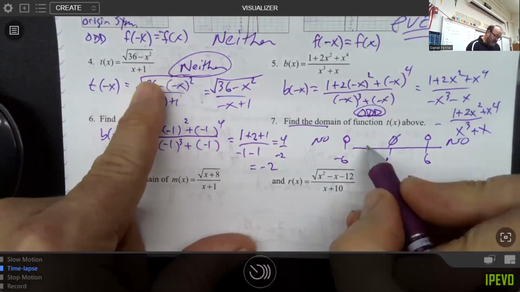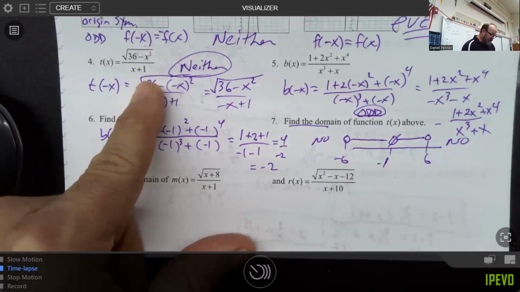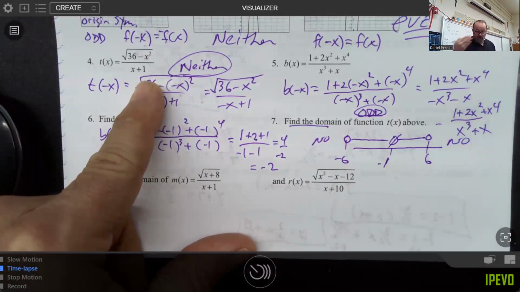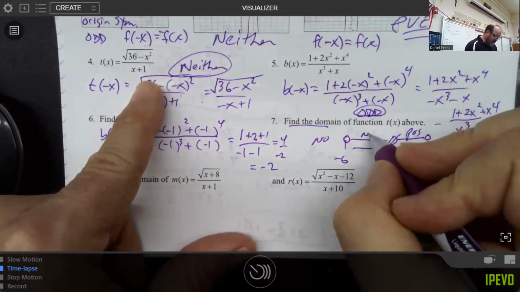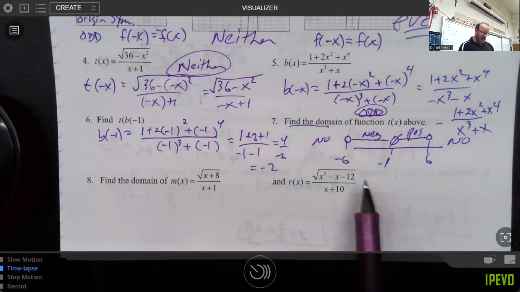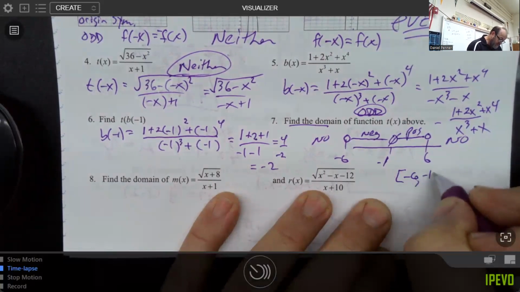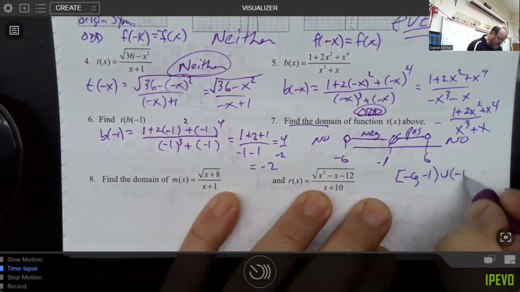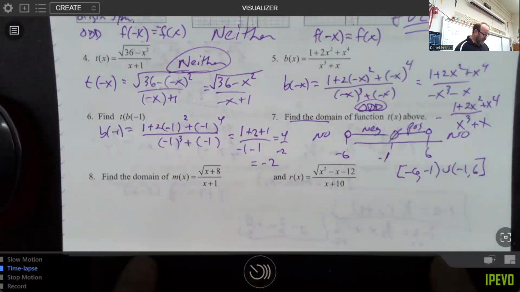And so actually, these numbers right in here are okay. The fact that, lately in our course, we've been talking about the fact that this guy is positive and this guy is negative is really not necessary, because domain is just, can I get a real answer? And the answer is I can get a real answer anywhere from -6 to -1 and from -1 to +6. That would be my domain.